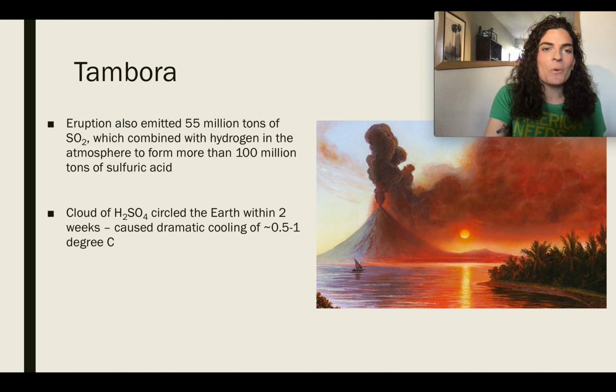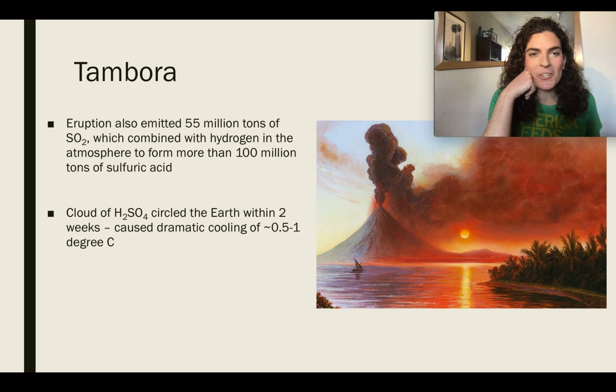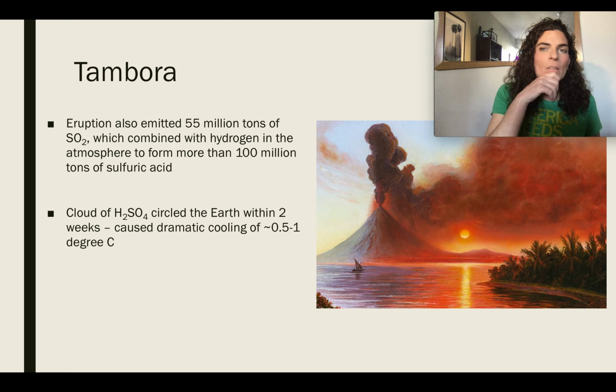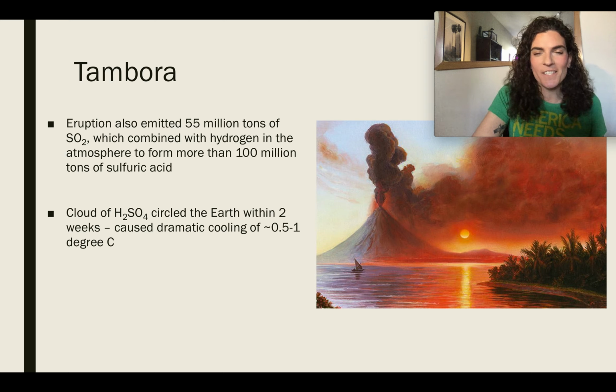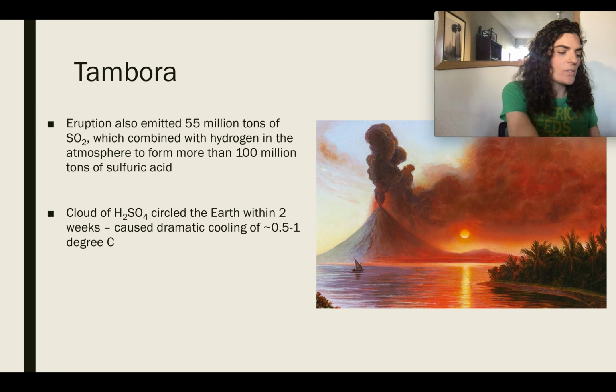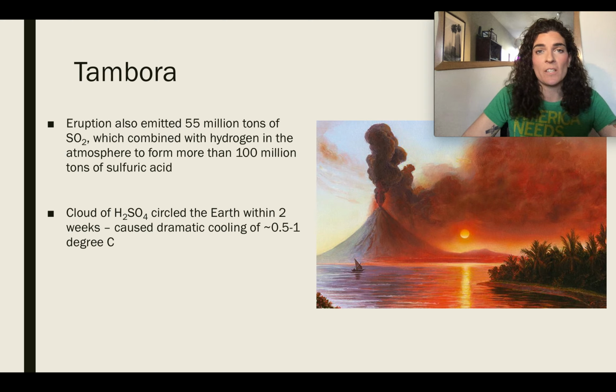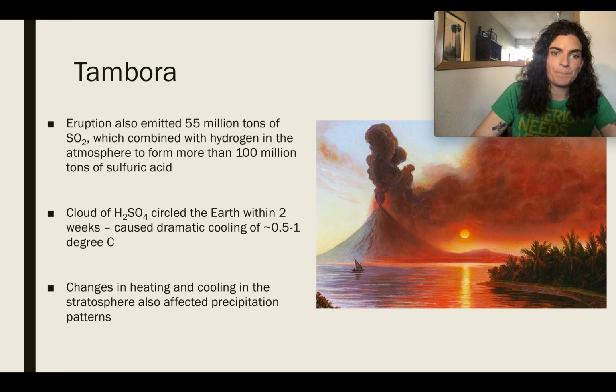Anyway, so the cloud of sulfuric acid that was emitted by Tambora circled Earth within 2 weeks, so it got all the way around the planet, covered the whole planet in ash in the stratosphere, and ultimately we think it caused a dramatic cooling of up to 1 degree Celsius, which is about double what we observed as a result of the eruption of Mount Pinatubo. So big eruption, massive effects on climate around the world.